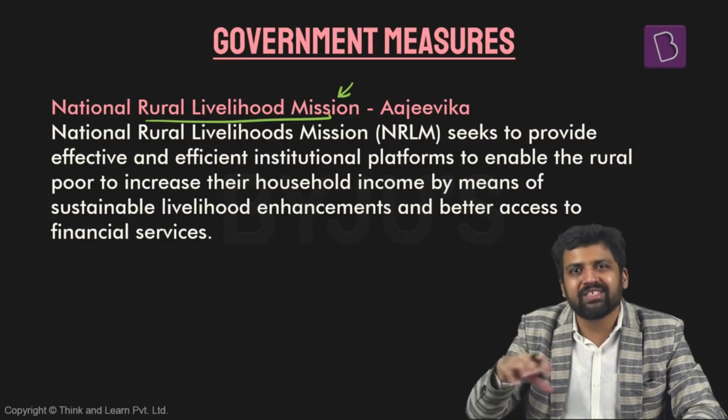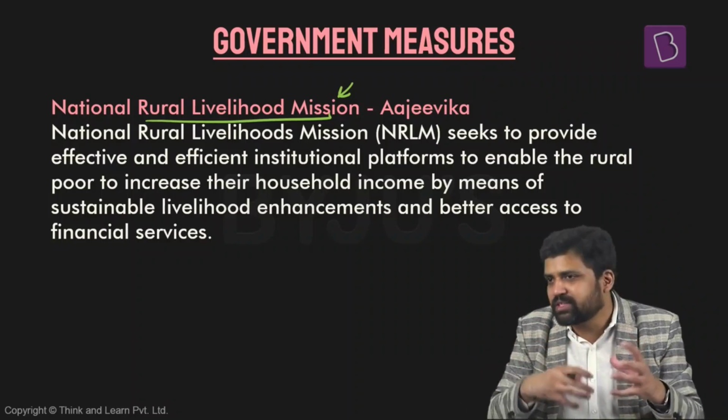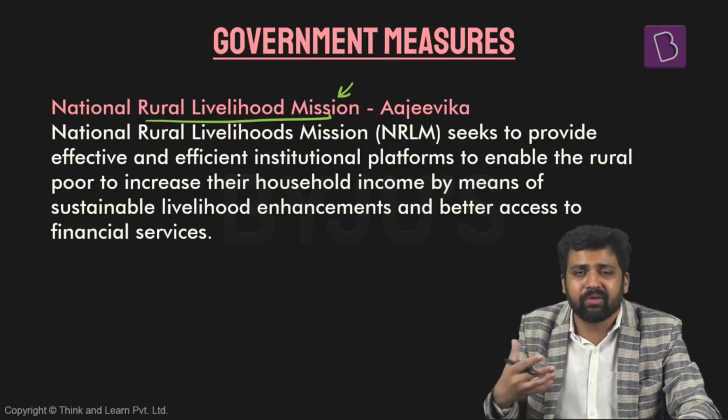Another kind of thing the government tries to do is promote self-help groups so that people can come together and form their own groups. Again, these groups can start different kinds of economic activities, and these economic activities can help them earn different kinds of incomes, and eventually they have different kinds of assets.